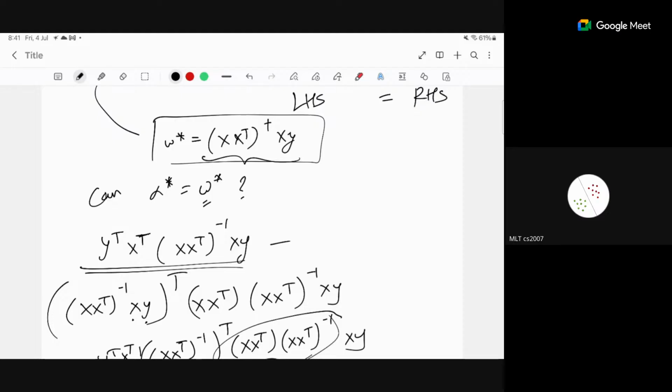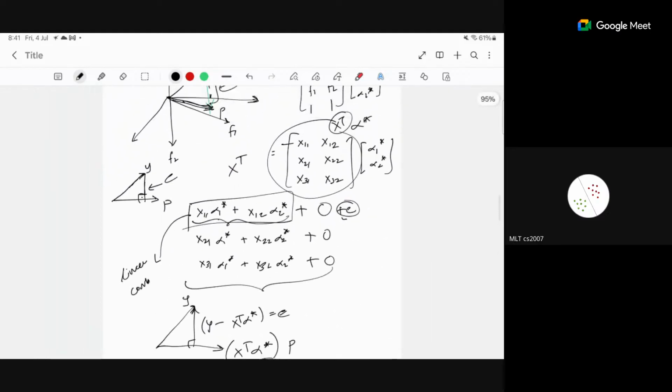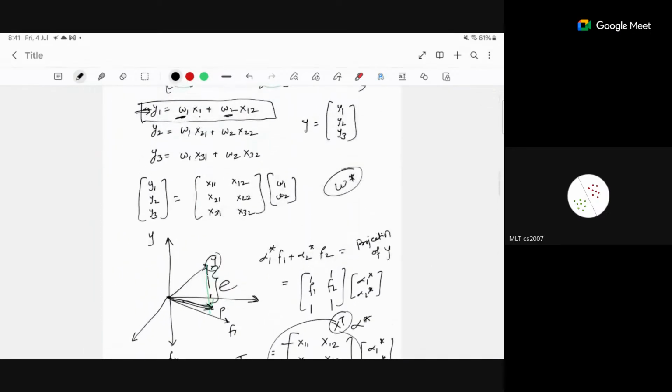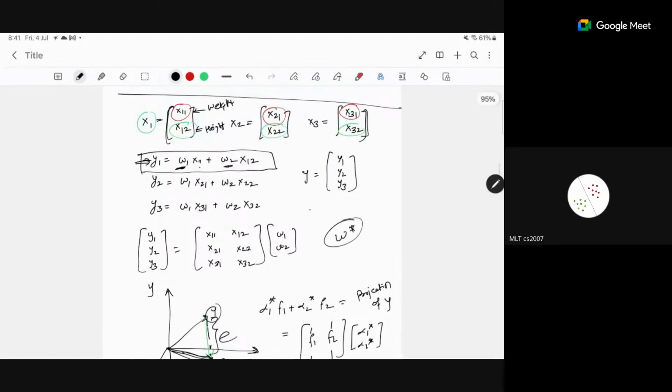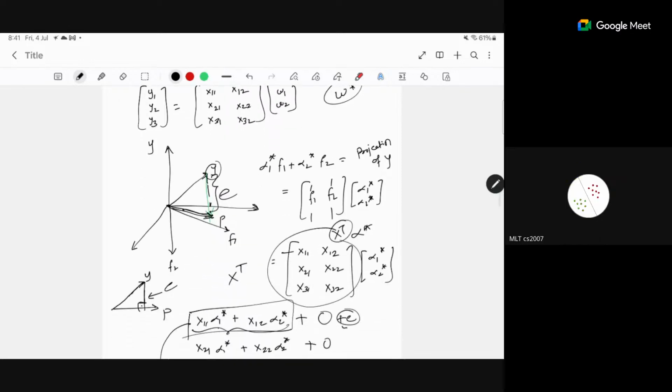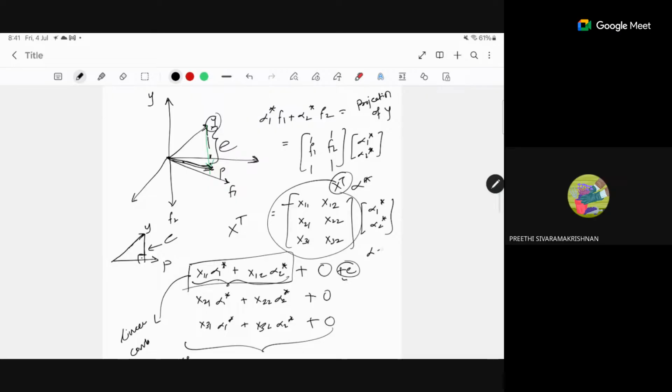Let us say W is in R2. Is alpha also in R2? Alpha is in R3 because it is R n, the number of data points. No, we are scaling the feature vector only, alpha 1 F1. So alpha is also in R2. But F1 is in R3. That is okay, let F1 and F2 be in R3, but alpha is a constant.